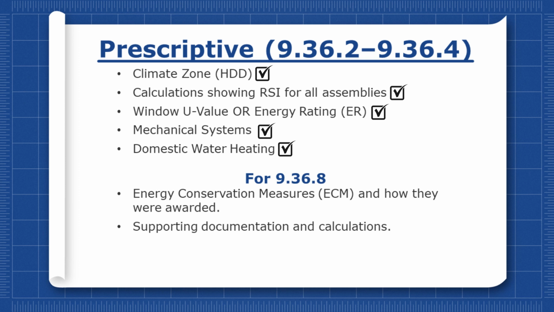When we move into the tiered prescriptive, the new information that we need to show is those energy conservation measures and how they were going to be awarded, and any supporting documents or calculations to show how you got to those numbers and awarded accordingly.